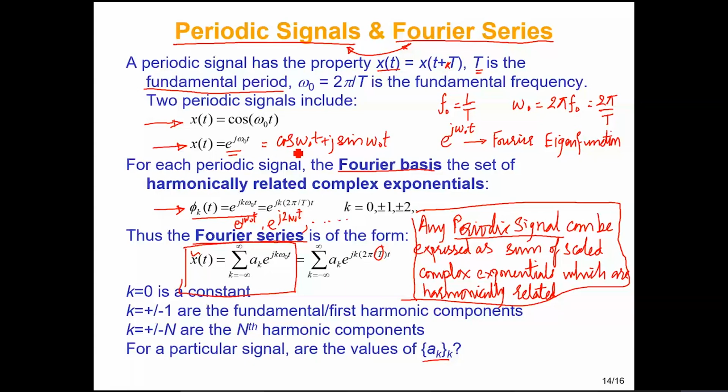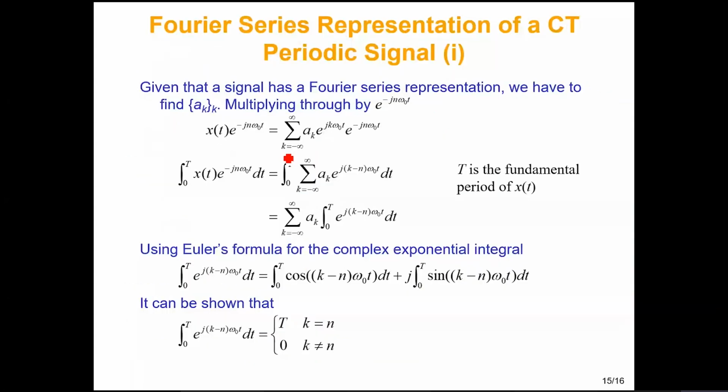Okay, now how to find these coefficients? Once we have the Fourier series, how do we find them? If x of t is a periodic signal, the Fourier series for that would be given by the sum from minus infinity to infinity of a_k e raised to the power of j k omega naught t. And as I mentioned, if it is real, then the same thing would be b_k cosine something.